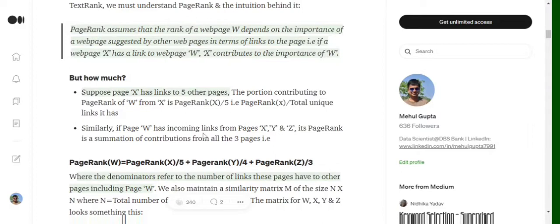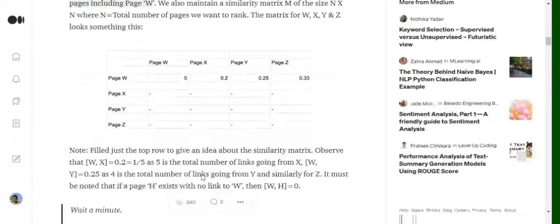For example, let's assume we need to calculate the importance of page W, and there are two conditions given. One, there are three websites or pages that have hyperlinks to page W, that is X, Y and Z, and website X has 5 unique URLs, so it also redirects to 4 other websites as well. Similarly, page Y has 4 unique URLs and page Z has 3 unique URLs. So the page rank of website W would be calculated using this formula: the page rank of X divided by 5, plus the page rank of Y divided by 4, plus the page rank of Z divided by 3.